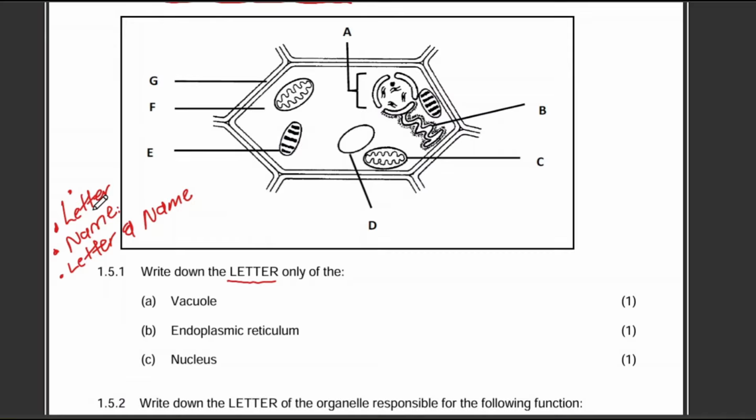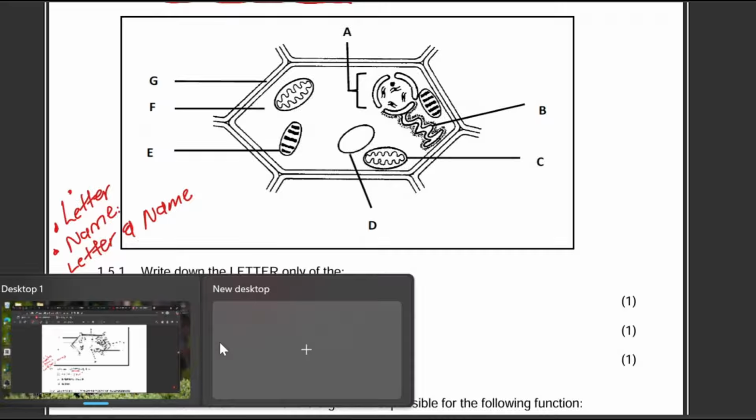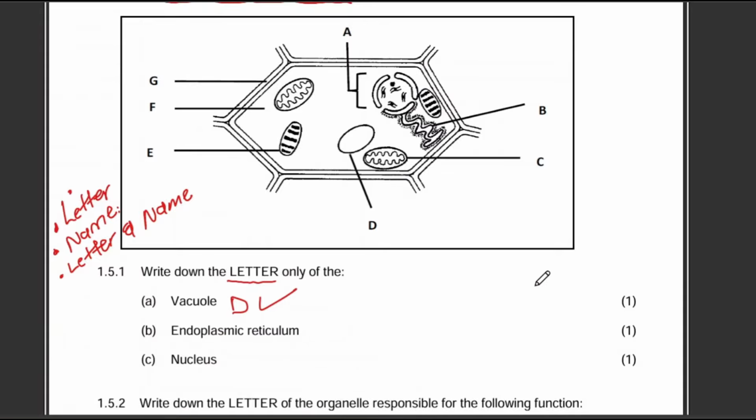So write down the letter only of the vacuole. So you're going to look for the vacuole in this diagram, and simple, there is the vacuole there. What's the letter? D. That's it. You got your 1 mark. The endoplasmic reticulum, which one is it? Extensions of the nuclear membrane. There it is. And what is the letter? B. Simple, right? Yes, it is that simple.